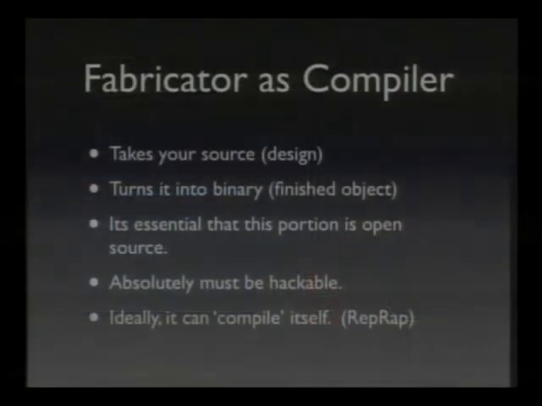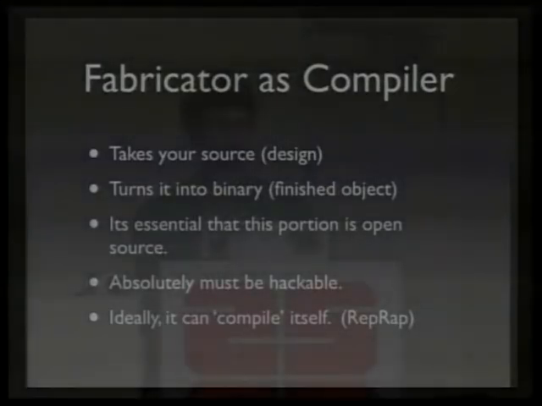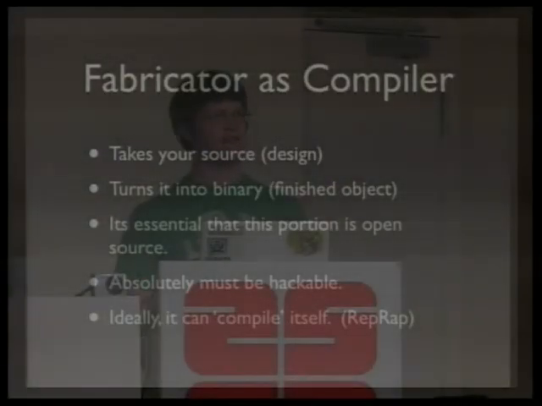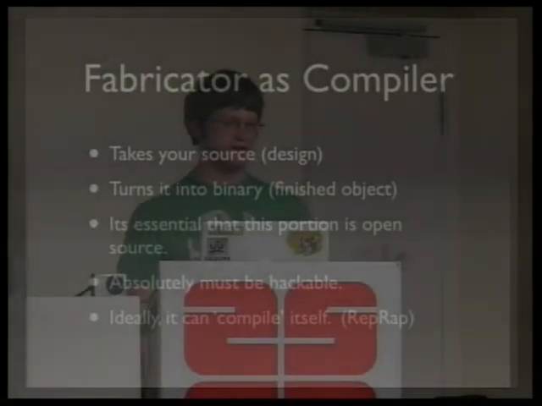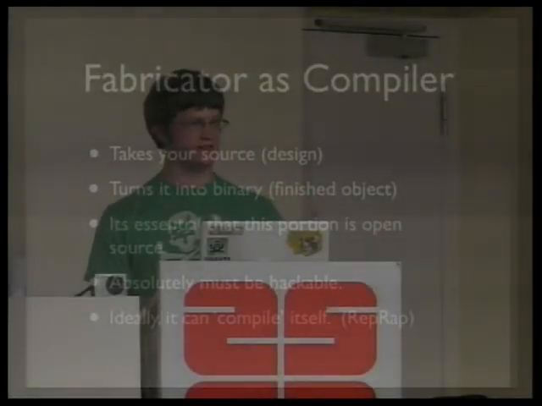So the machine itself, I like to think of as the compiler. You have a machine, and you feed it some sort of digital representation of a real object, and then it transforms that design into a real physical object that you can hold, or a binary. So you have your source code, it takes it, crunches it down, and turns it into something that will run on a computer and then execute your instructions.